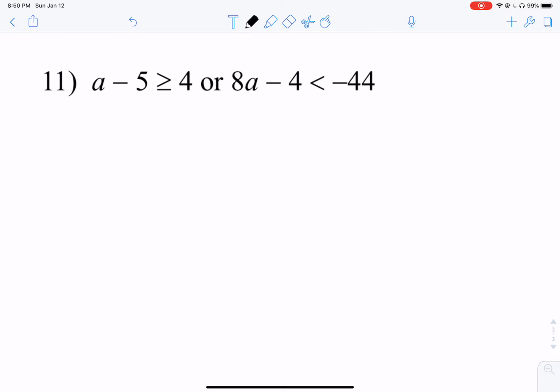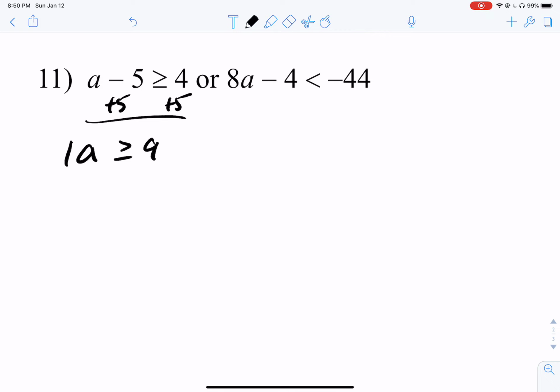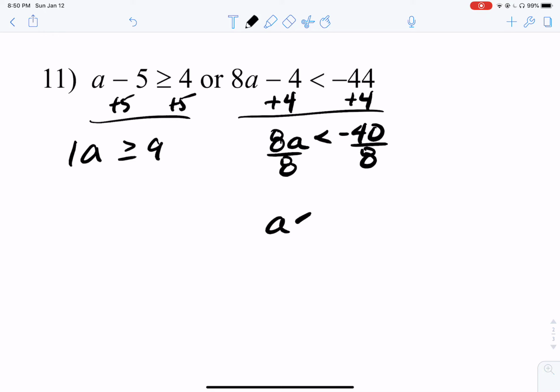All right, let's see, we only have these last two remaining. So we would add 5 to both sides, and a would be greater than or equal to 9. And again, dividing by 1 doesn't change much, so that's not going to change what the solution is. Now for this other one right here, we would add 4, and 8a would be less than negative 40. We divide by 8, and a is less than negative 5.